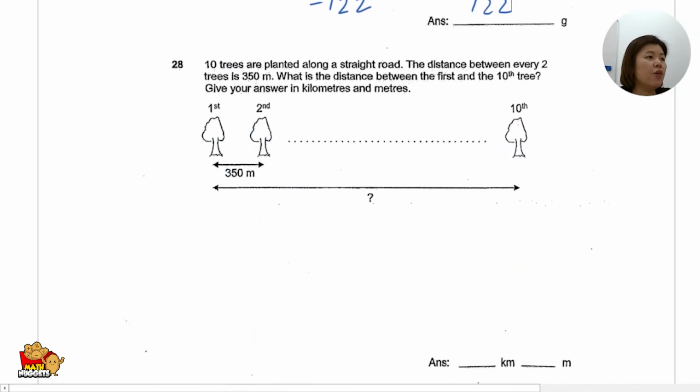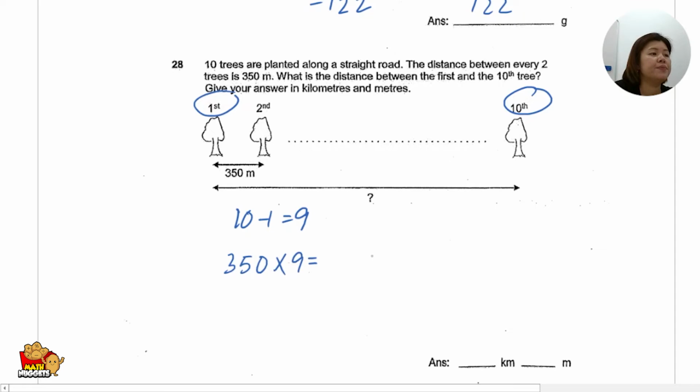Okay, let's move on. There are 10 trees. The distance between every 2 trees is 350. He wants to find the distance between the first and the 10th tree. If you can see, we are actually finding the gaps. So always take the last one minus the first one, so it's 10 minus 1 equals 9. Means there are 9 gaps. One gap is 350, so 350 times 9. Quick working.